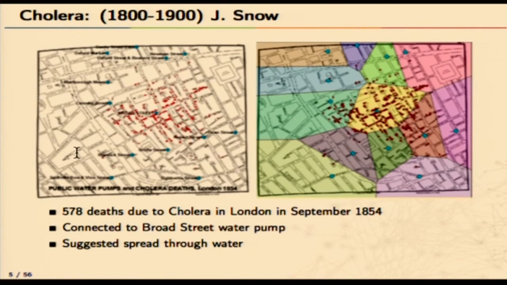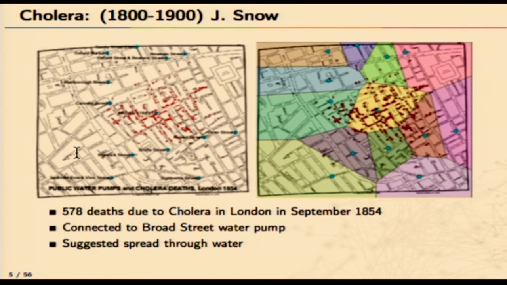Okay, so one of the first examples of data analytics for social good is this work on cholera by John Snow. I don't know how many of you know about this. Since it's fascinating, I thought I'll take a few minutes to explain this. So this was in the mid 1800s. There were lots of deaths in London due to cholera.